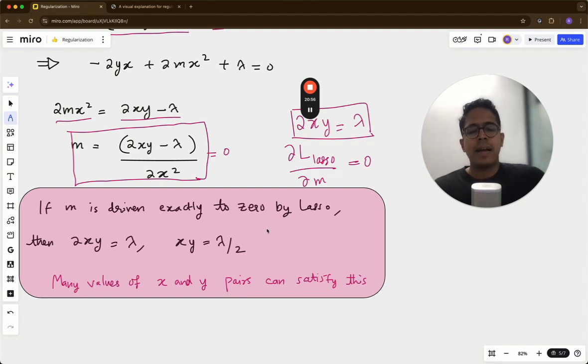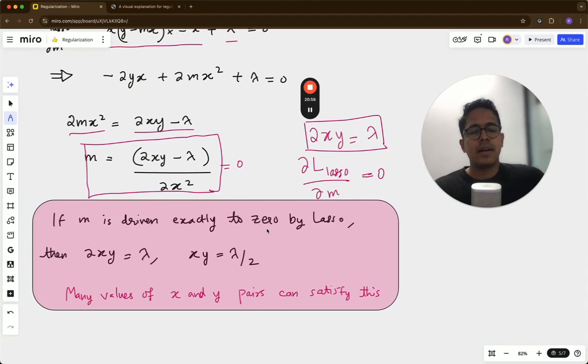So this is a mathematical way to see why Lasso can push the model parameters to be exactly 0, whereas Ridge only pushes it close to 0 as the value of lambda increases, but not exactly 0. Here, even if the value of lambda is very high, you can still get m equal to exactly 0, because even for very high values of lambda, you can find xy pairs which satisfy the condition. Even if lambda is 10 raised to 37, you can find xy pairs which satisfy xy equal to 10 raised to 37 by 2.